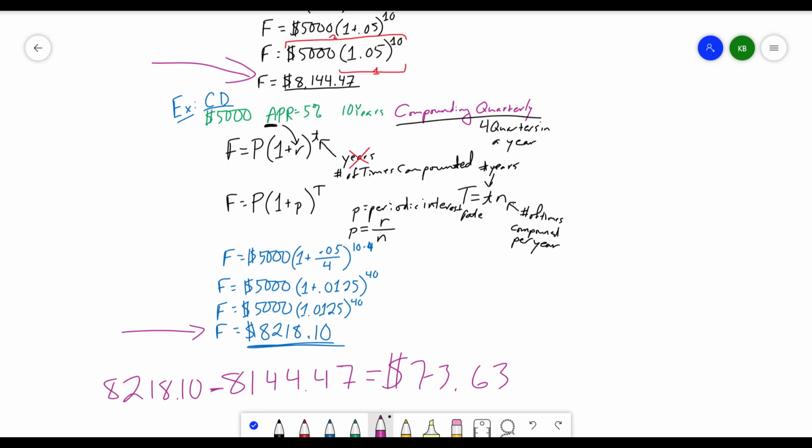This will be true no matter what, however you're compounding. So honestly, the more compounds you have, the more regularly something compounds, the better off you are if you're making the money. And if you're paying the money, the less frequently the interest compounds, the better off you are because you'll owe less money.